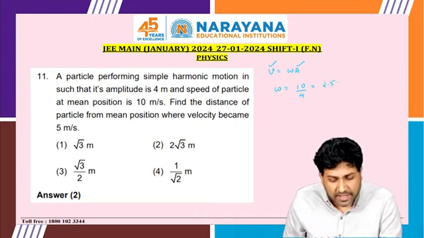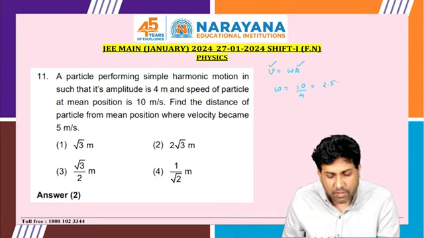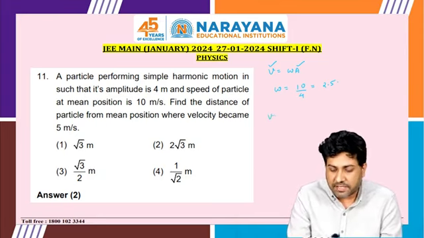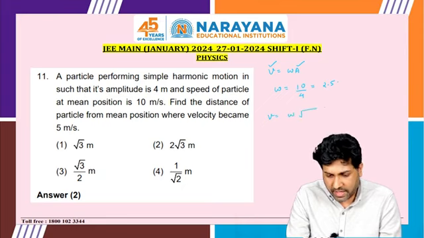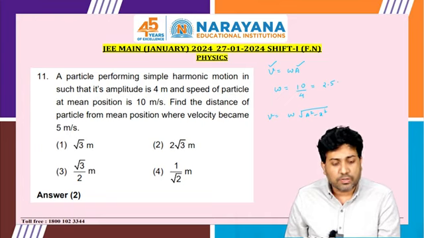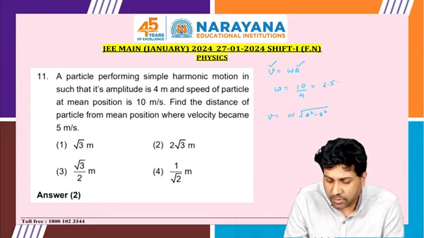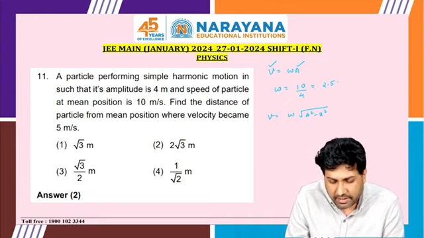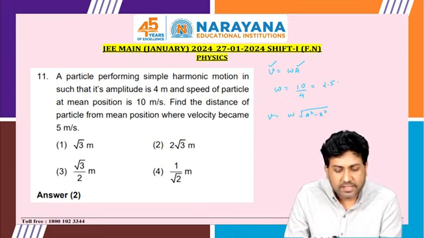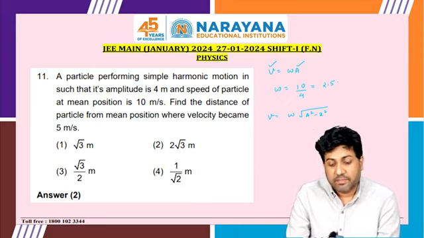Find the distance of the particle from the mean position where the velocity becomes 5 meters per second. It's very easy because we know V is equal to omega root over A square minus X square. Here I have been asked to find the distance when the speed becomes 5 meters per second.